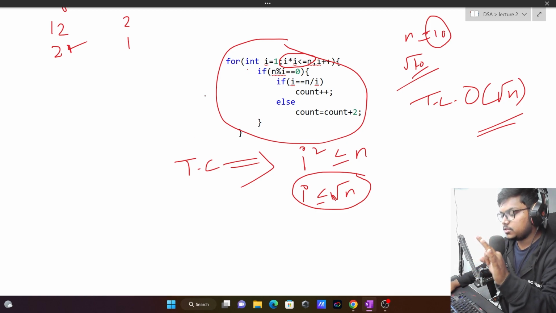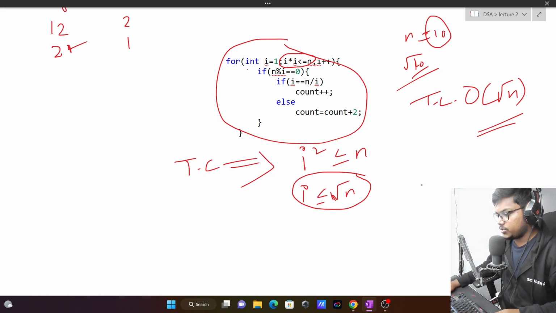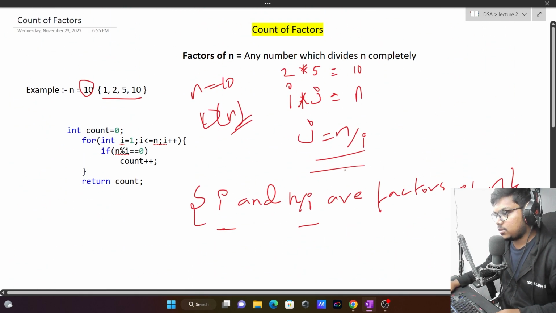Got it? So basically this is the optimal solution. This time complexity is order of root n. Okay, this is the count of factors.